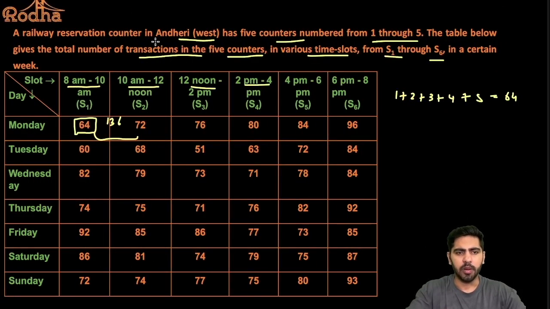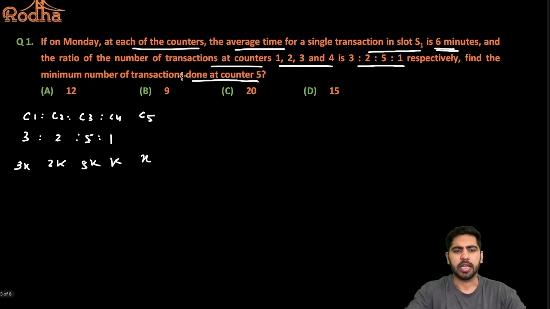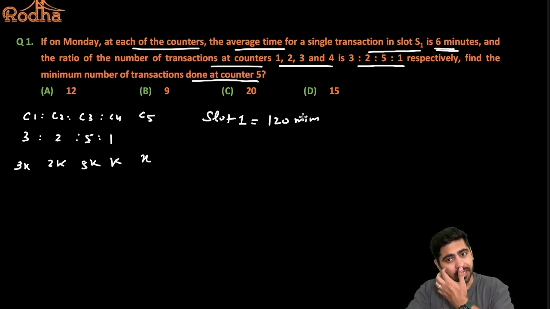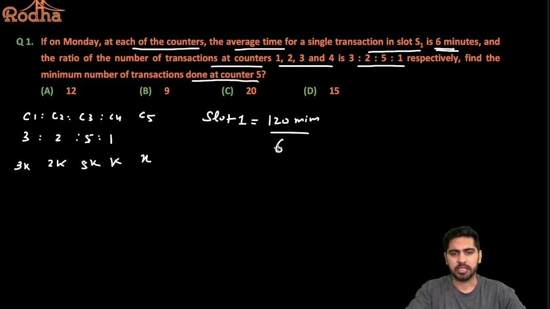In slot 1, how much time is there? Can I say there's a time of 8 a.m. to 10 a.m., which is exactly 2 hours? So slot 1 has a time of 2 hours, which is the same as 120 minutes, right? And for one transaction, the time is 6 minutes on an average. So can I say the maximum number of transactions that can occur is nothing but 120 by 6, that is 20 transactions, right? That is basically 20 transactions.